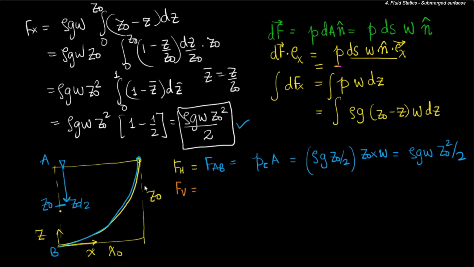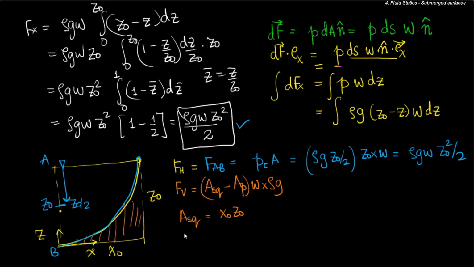The vertical force is equal to the weight of the fluid on top of the curved surface. So what is the weight of the fluid? It would be the area of the square minus the area under the parabola, multiplied by the width. So let me write it down. It will be area of the square minus area of the parabola times the width times rho into g. So area of the square is equal to x naught z naught.